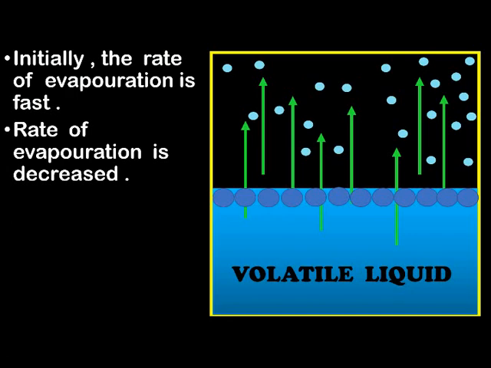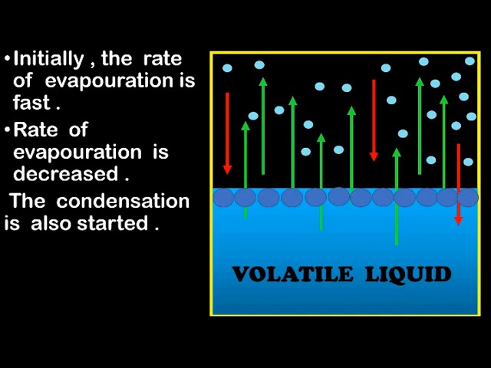And you observe one more thing, we observe that now the vapor molecules have also started turning back into liquid, and we all know that vapor molecules turning back into liquid is called condensation. So guys, can I say that now the condensation has also started? So after some time we make two observations. The first observation is that the rate of evaporation is decreased, and the second observation is that the condensation has also started.